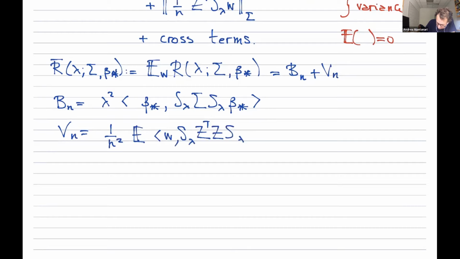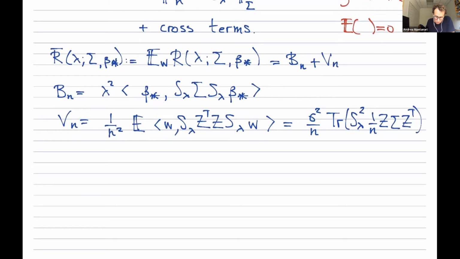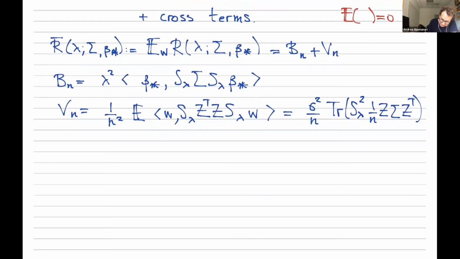If you do the expectation, you get the trace, and at the end of the day you get sigma square over n, then the trace of S lambda square, if I'm correct, and then 1 over n Z sigma Z transpose. So computing the bias and the variance amounts to characterizing this trace and this matrix element. One thing to pay attention to is that the variance depends only on the eigenvalues.